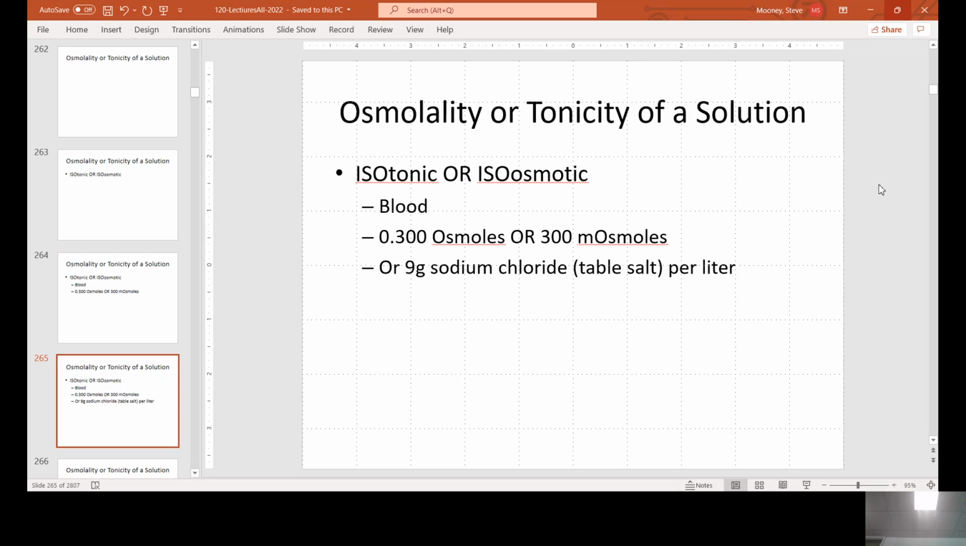So if the zombie apocalypse comes and you need to treat some sort of injury or create a saline solution, you're going to need 9 grams of sodium chloride, table salt, per liter of water. Not a lot, to create an osmotic solution, isoosmotic, or a saline solution to help people out.